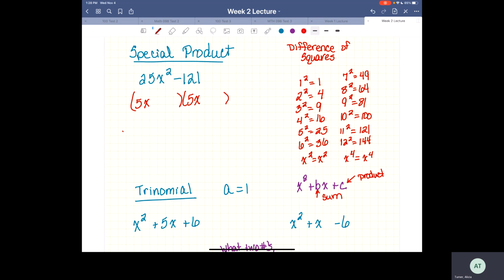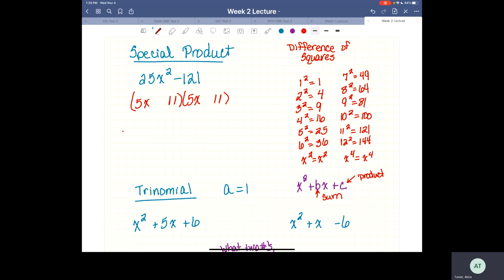Okay, now what I'm going to do is I'm going to take the square root of 121. That is not one that we remember. Sometimes we have to think about that. So the square root of 121 is 11. So I am going to put 11 on each side of this.